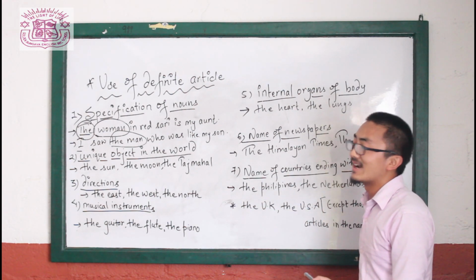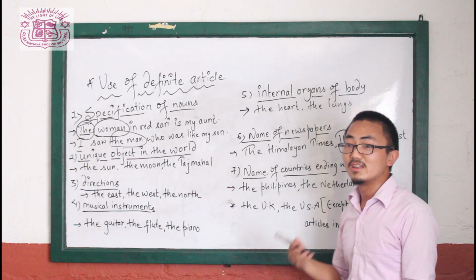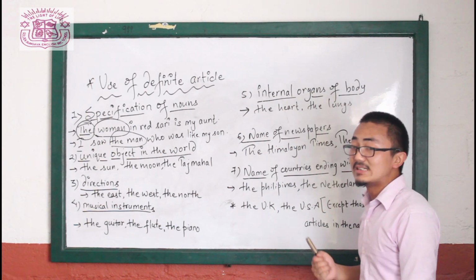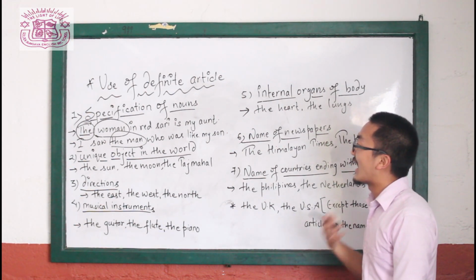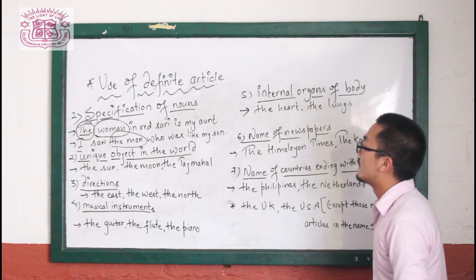Those are some of the uses of definite article, and except those there are so many uses of definite article, like the is used in the names of rivers, in the names of holy books, and the next one is in the superlative degree, like the tallest, the highest. You can use the article. So this much for today.